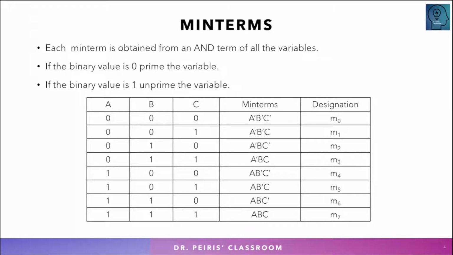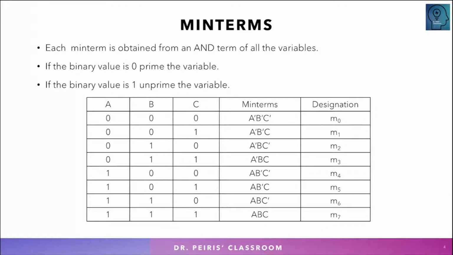So how do we write the minterm? To obtain the minterm, we do the AND between all the variables, and if the binary value is 0, we prime the variable. For example, A, B, C all zeros means we prime them: A prime, B prime, C prime, and we do the AND between all three. That's why the first one is written as A prime, B prime, C prime. Similarly, the next one has 0, 0, 1. For 0, 0 we prime the variable, the 1 we unprime. So this is written as A prime, B prime, C. That is the minterm for the second row.